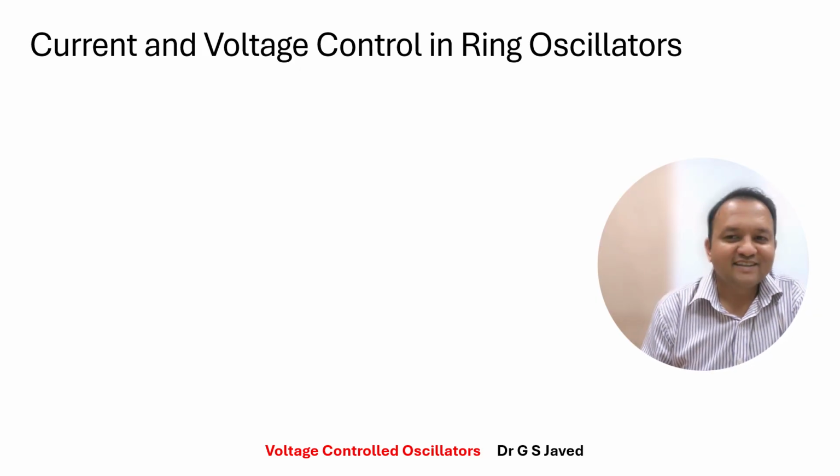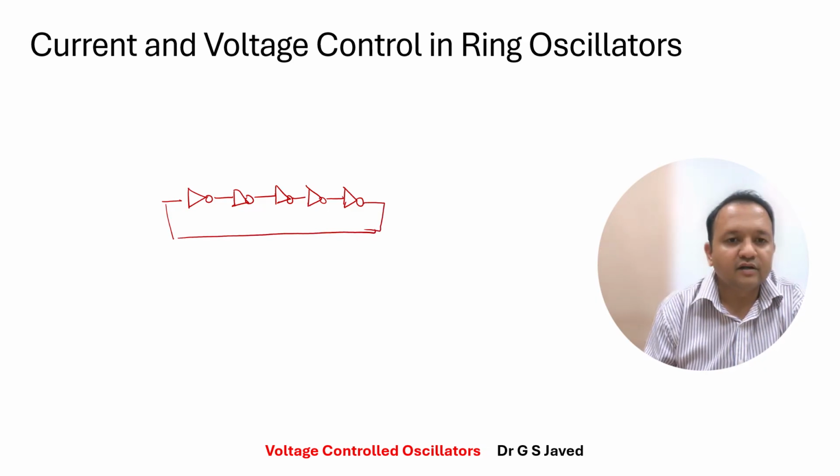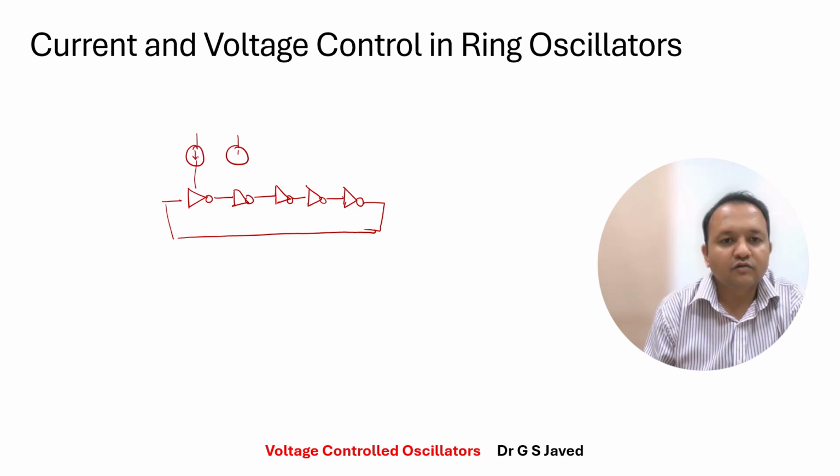Hi, welcome back. Today we will talk about current and voltage control in ring oscillators. So let us define or draw how a typical ring oscillator looks. We will use a 5 inverter based ring oscillator as an example to understand how this works. This is a typical oscillator, and when you have a current control for each of these inverters, it becomes a current controlled ring oscillator.